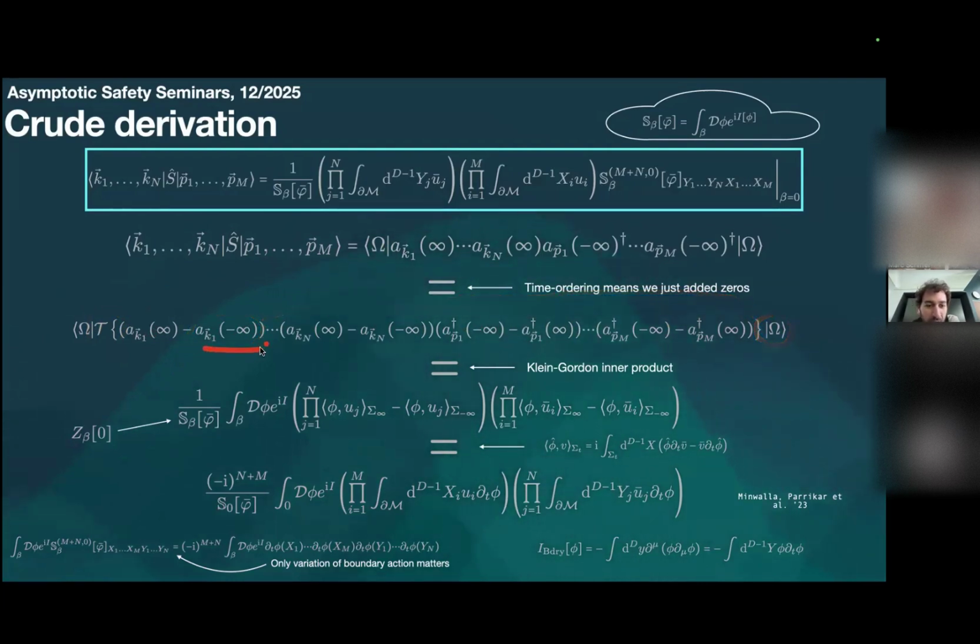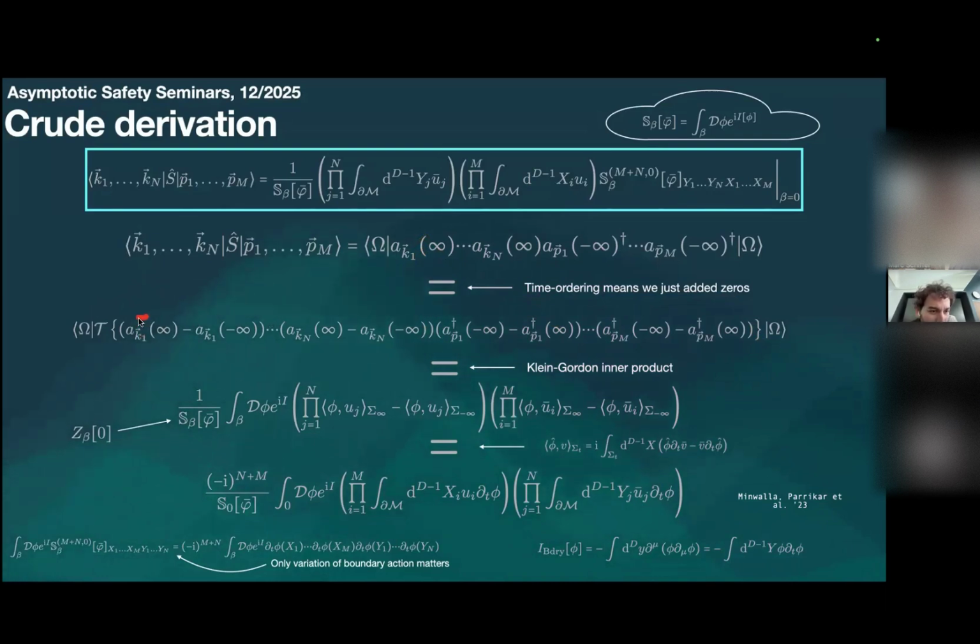So basically, on these factors, I just added a bunch of zeros. And similarly, with these creation operators, now they will act on the bra of the vacuum. And I also have a bunch of zeros that I just added. So this equality indeed holds, and you might recognize this as a key step in the usual derivation of the LSZ formula.